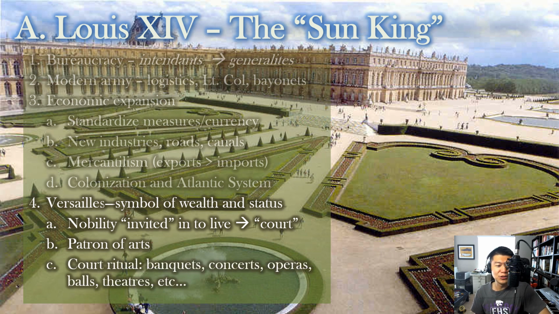King Louis becomes the patron of the arts and also creates this elaborate set of court rituals, banquets, concerts, operas, and balls that the nobility is a part of, that he's paying for through taxation and others, just to demonstrate his wealth, his symbol, and his power as well.